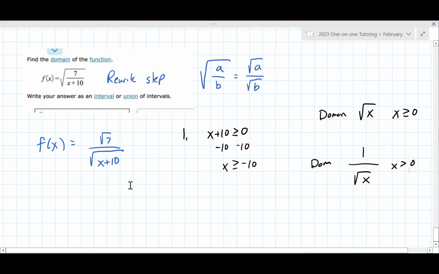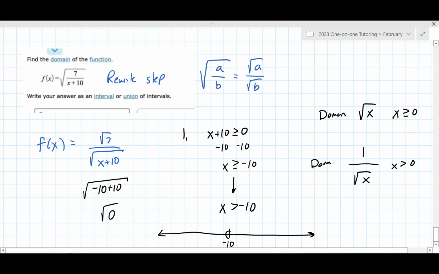That's what I was getting to here. When you put negative 10 in, negative 10 plus 10 is just 0, and that's bad because you can't divide by 0. Okay, that makes sense. That's why it's just greater than negative 10. So there's negative 10 on your number line, open circle because of the greater than, but it's everything to the right.